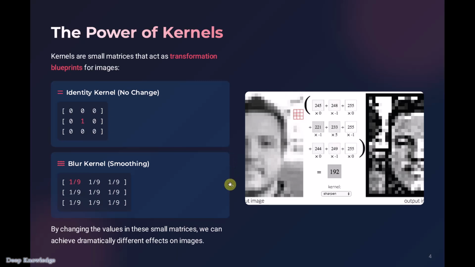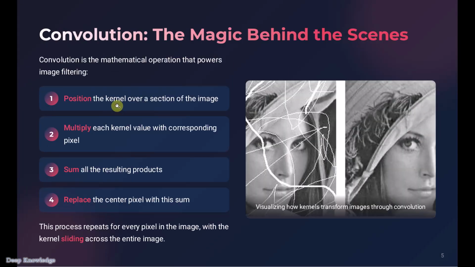If you would like to brighten the image, what kind of filter would you use? We will see this in the convolution operation. So this is the convolution, the magic behind the scenes. You can see it deeply in convolutional neural networks, and convolution is a mathematical operation that powers image filtering.